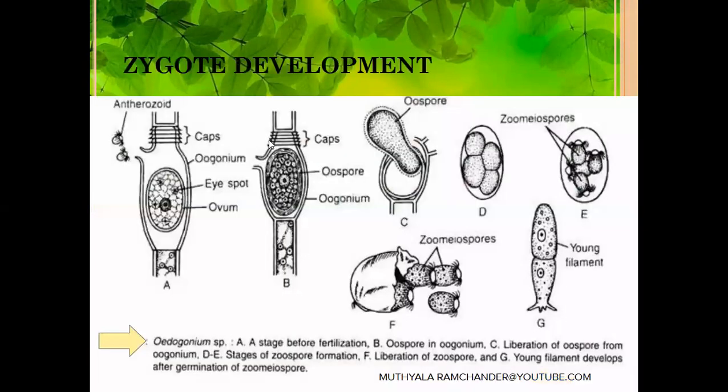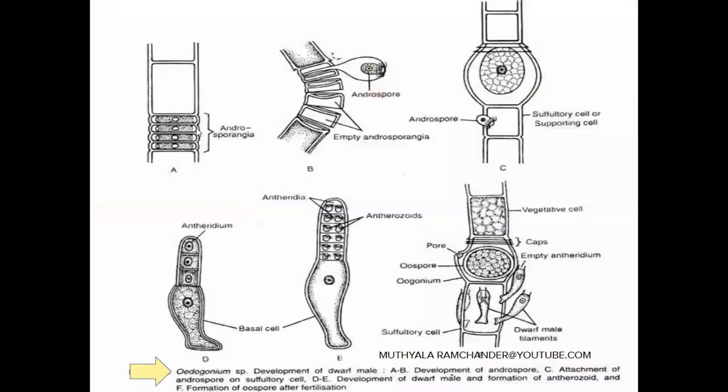See, idioandrous reproduction. The first one is gynandrous. See children, this is the gynandrous reproduction, including idioandrous also. In the antheridial filament, the swollen structure oogonium contains dwarf male filaments. The dwarf male filaments are called nannandrial filaments. These are developed by the antherozoids.